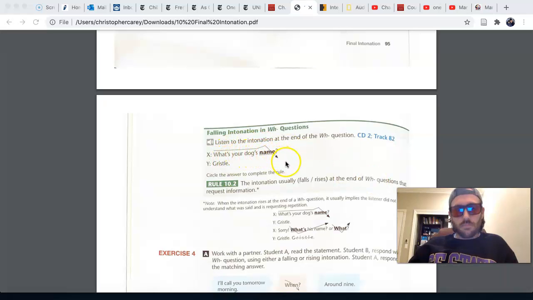What's your dog's name? Gristle, right? So falling intonation when we request information.